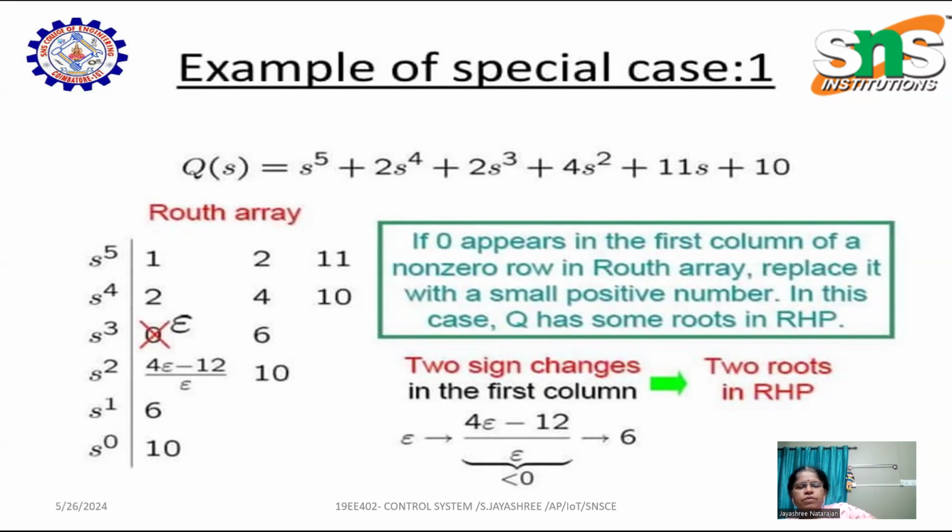Then look into the elements in the first column. Substitute epsilon as 0, then see whether the value of the s squared term is positive or negative. Based on that, we can decide the stability of the system. Okay, this is special case 1.